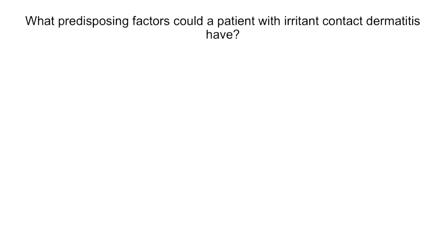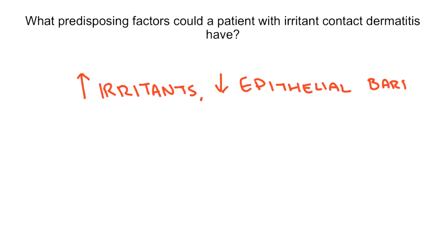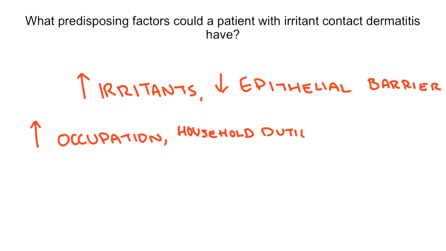What predisposing factors could a patient with irritant contact dermatitis have? Now, irritant contact dermatitis is more likely in a person who has either increased exposure to potential irritants, a decreased epithelial barrier, or reactivity of the skin is highest in infants and then it decreases with age. And those with atopic dermatitis are at increased risk due to their chronically impaired barrier, which increases the susceptibility to irritants. Now, increased exposure to irritants would come secondary to occupation or household duties as well as the environment.